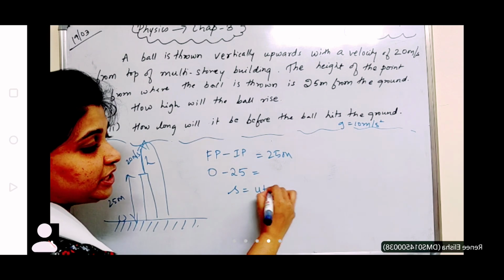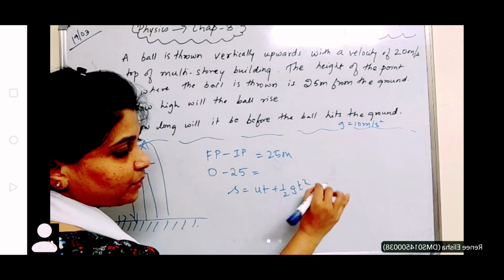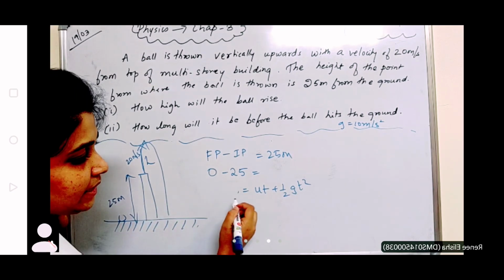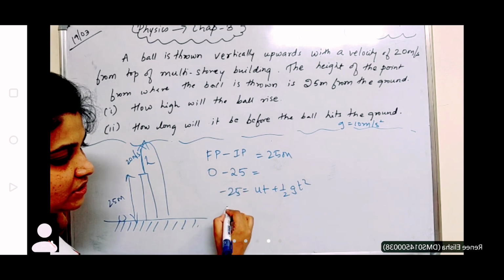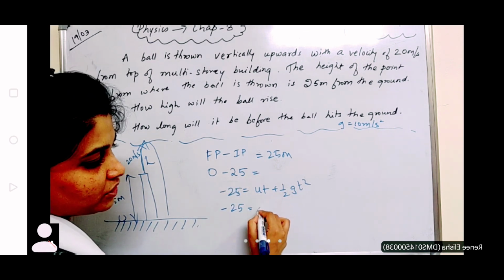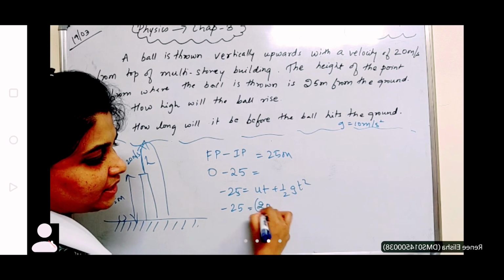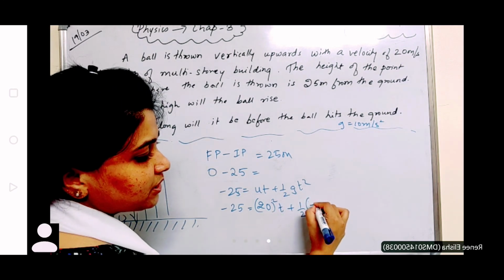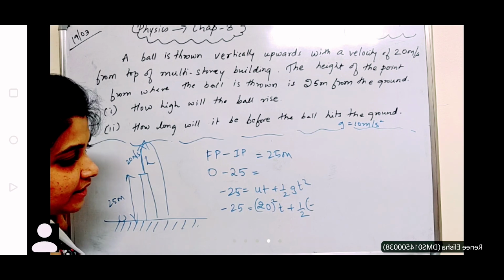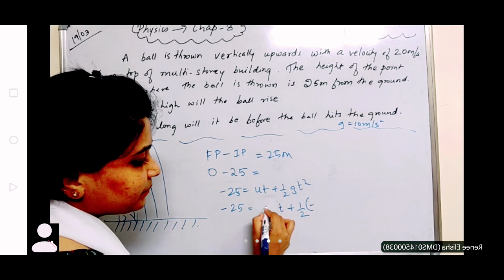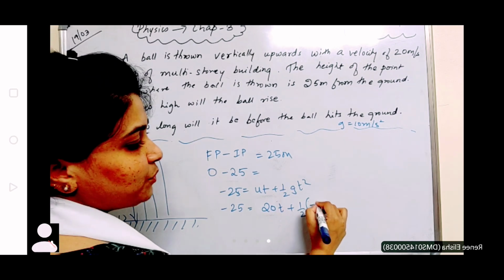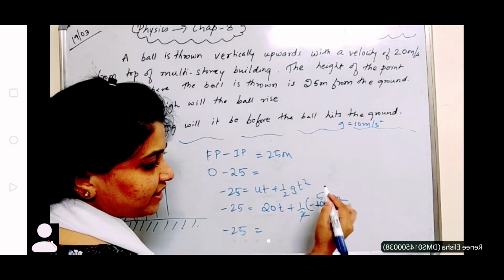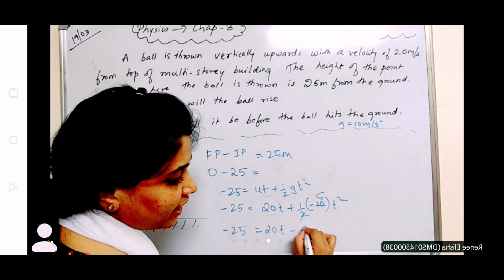We know that s is equal to ut plus half gt square. So s is the final position minus initial position, minus 25, is equal to u, which we got as 20, times time taken, which we don't know, so let it be t, plus half into g. Ma'am, why 20 squared? Just 20. Oh, yeah, correct. 20t plus half into g, which is 10, into t square. So minus 25 is equal to 20t minus 5t square.